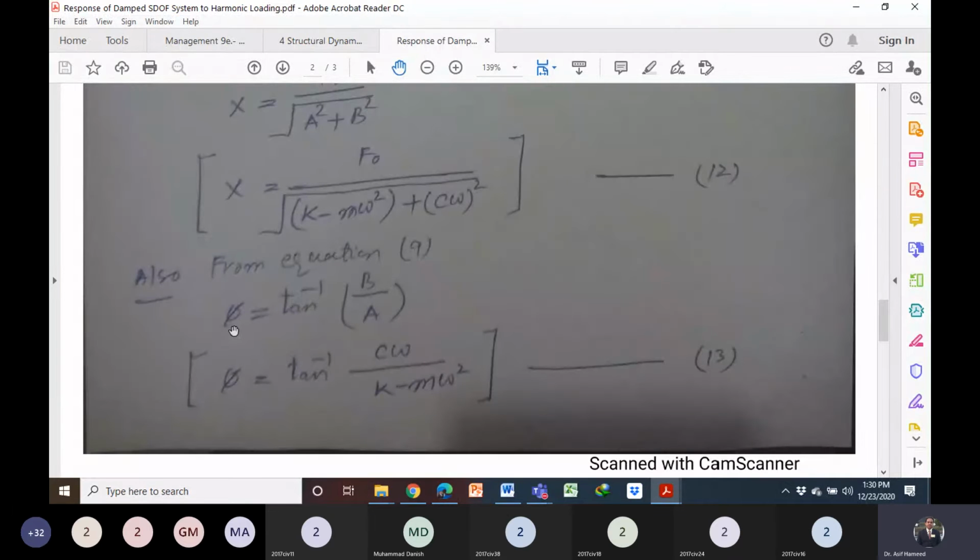So tan phi is equal to b over a, phi is equal to tan inverse b over a. Again put the value of a and b. So we have the dynamic amplitude and the phase angle in terms of the stiffness, mass, and the frequency of the exciting force. We can further simplify these two equations to find out the amplitude and the phase angle in terms of the frequency ratios and the damping ratios.